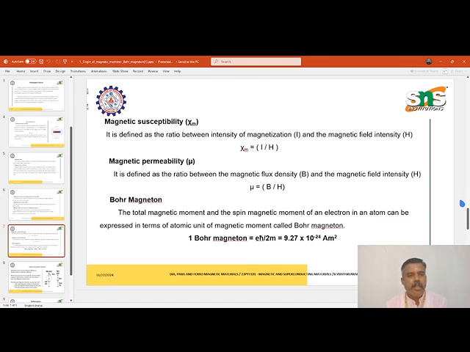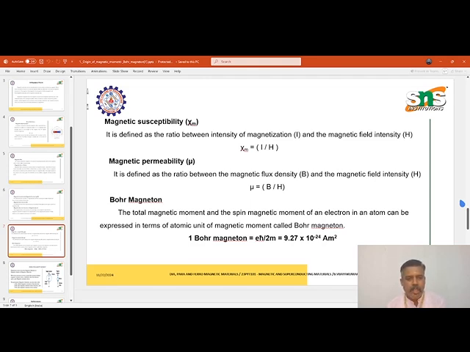Next is magnetic susceptibility. The susceptibility equals I by H, where I is the magnetization and H is the magnetic field intensity. This ratio is the susceptibility. Then magnetic permeability, mu equals B by H, the ratio between the magnetic flux density and the magnetic field intensity.